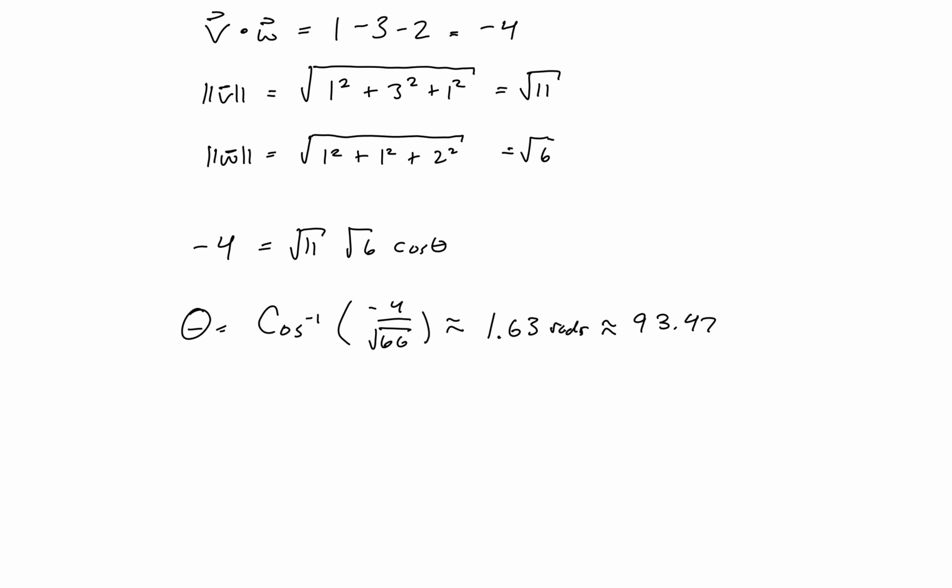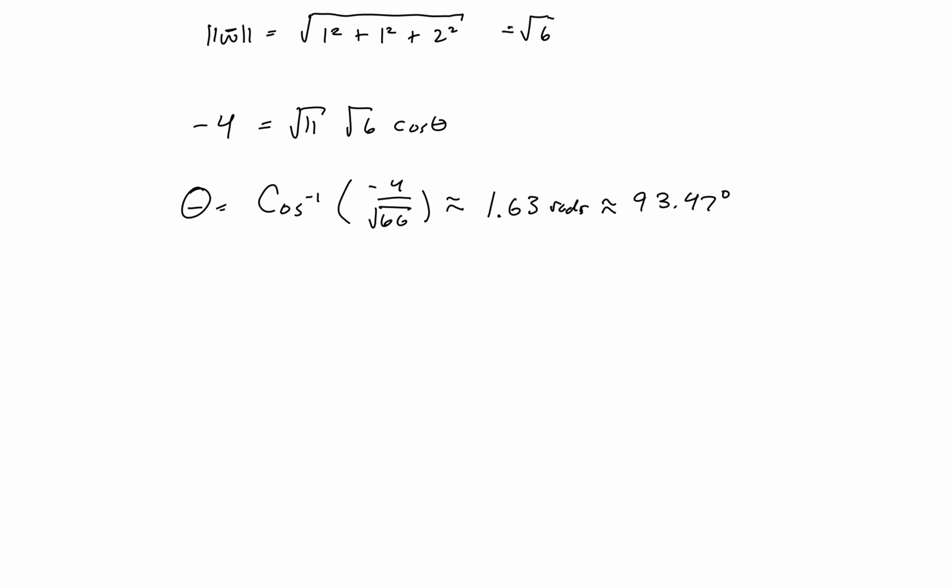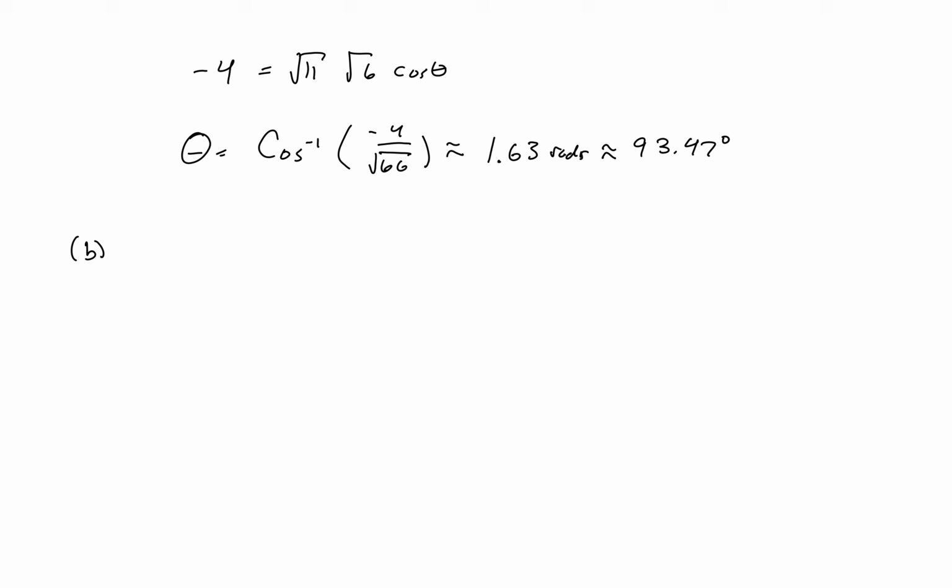So that shows us 90 degrees. So that gives us the angle between these two vectors. So let's try another example.